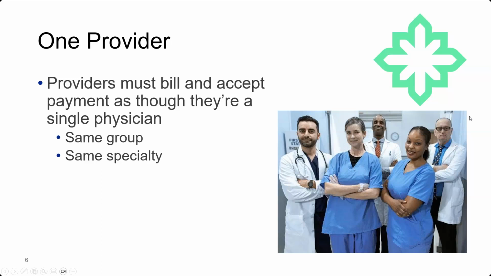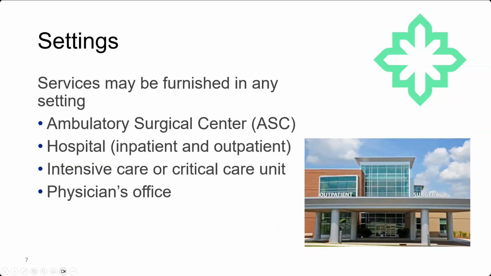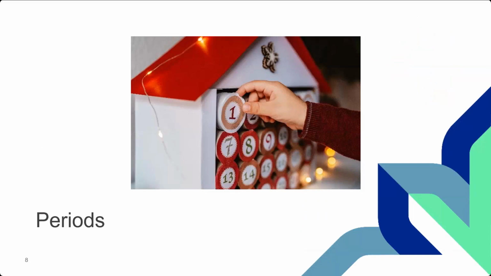What are the settings that global surgery applies to? And there's a variety of different ones. They may be furnished in an ambulatory surgical center, hospital inpatient or outpatient, intensive or critical care unit, or a physician's office. And again, it really just depends on what the period days are, what the complications are, like how complex is the surgery, all of those. So global surgery as an overall concept can be done in any of those types of settings. But again, not all procedures can be done in all of those types of settings. So we want to remind everyone of that. So by the way, yes, your settings do apply, and yes, you do have to follow those settings.